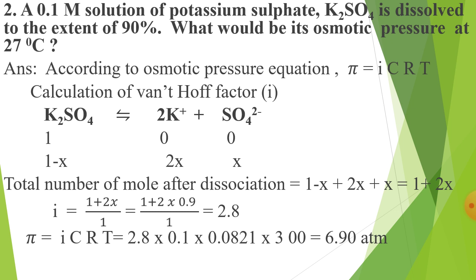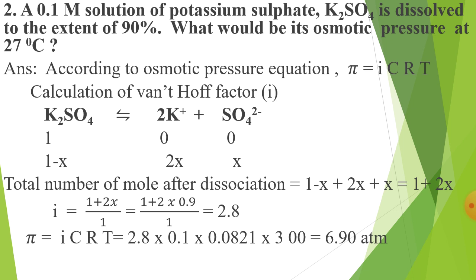we think that x part, or alpha part, is dissociated. In that condition, 1 minus x of K2SO4 will give 2K plus, that means 2x, and 1 sulfate, that is x. So the total number of moles after dissociation is 1 minus x plus 2x plus x. So we get 1 plus 2x. Here x is given as 90%, that is 0.9.